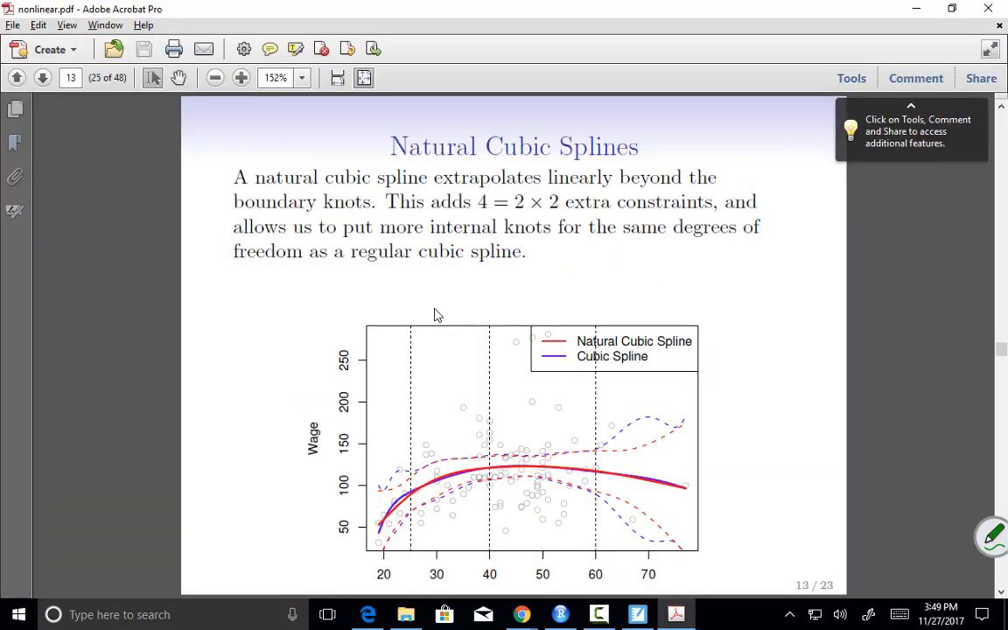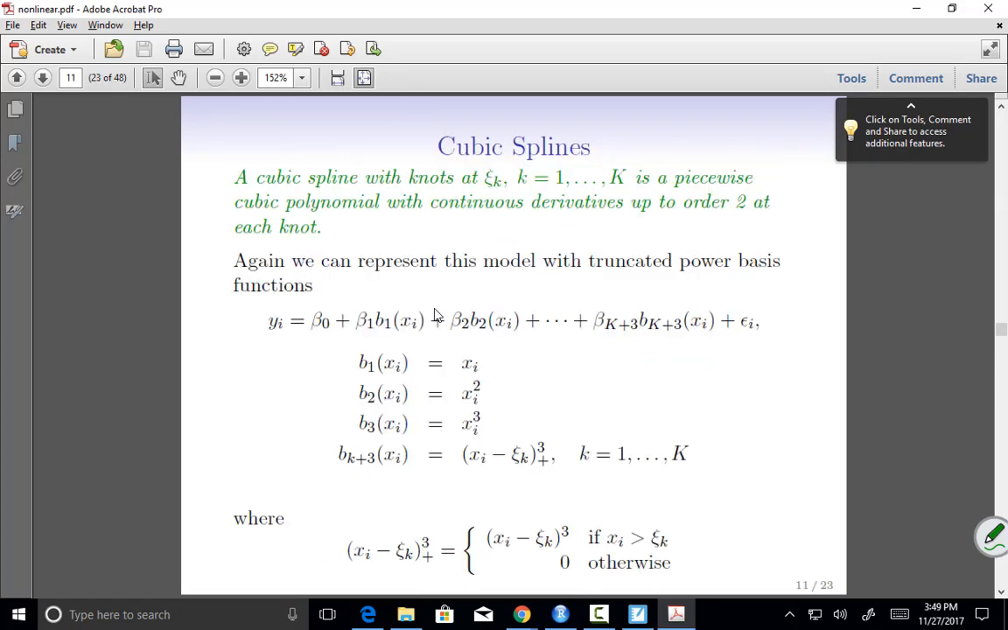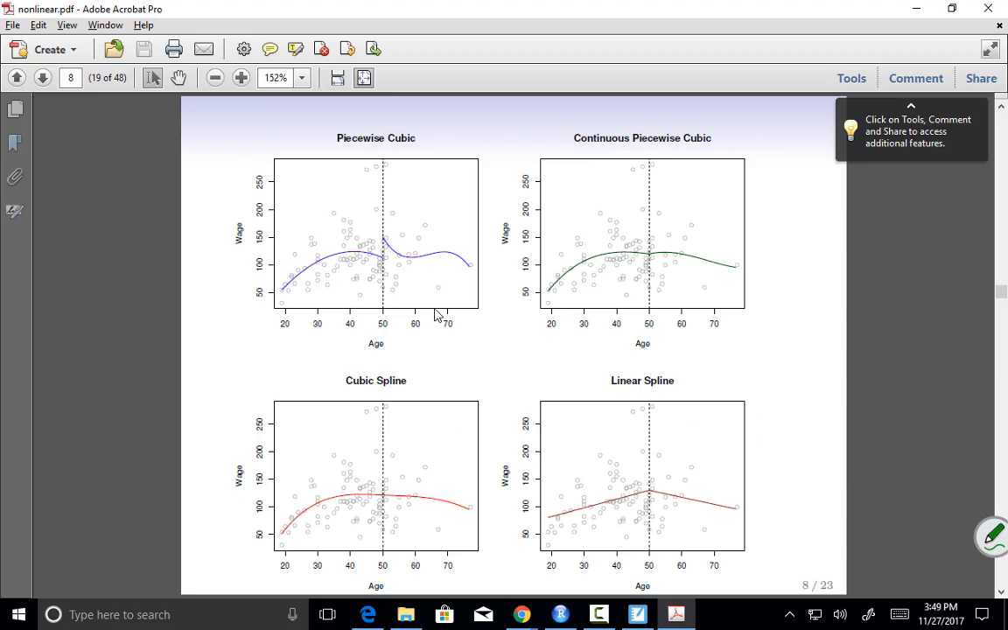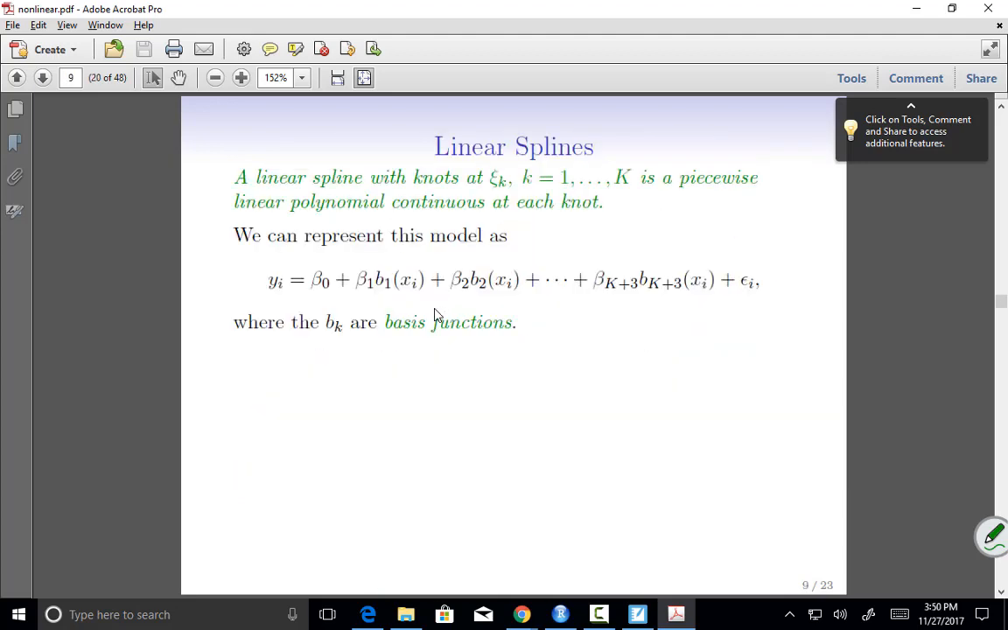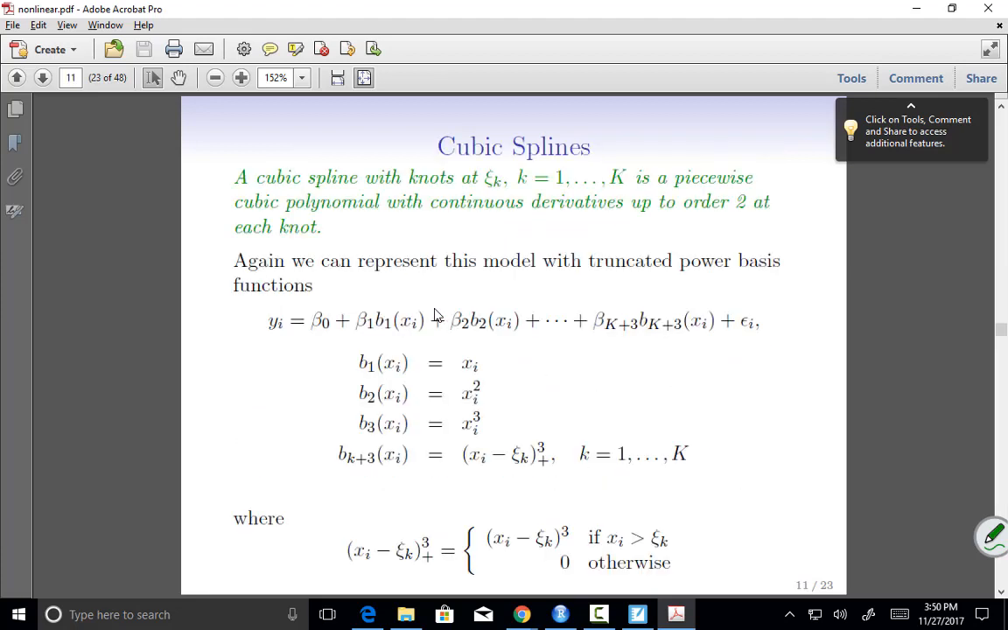Let me see what I want to finish with. Let me just comment on splines. I want you to have at least heard of a cubic spline. This is a type of spline.